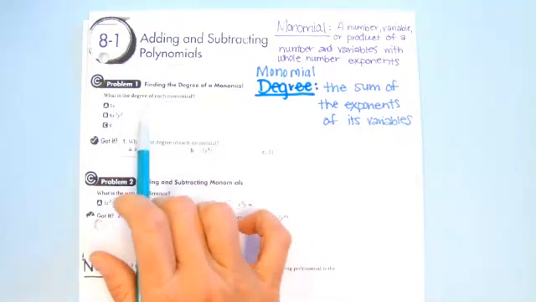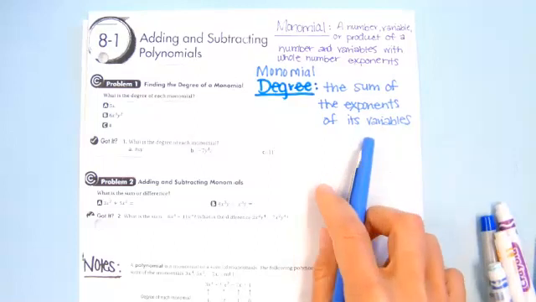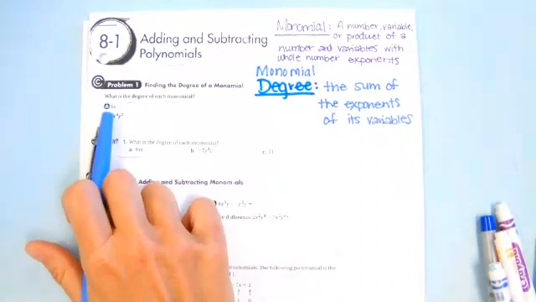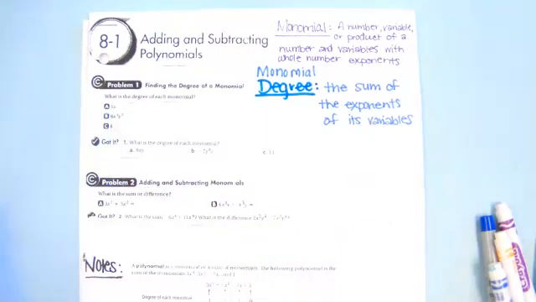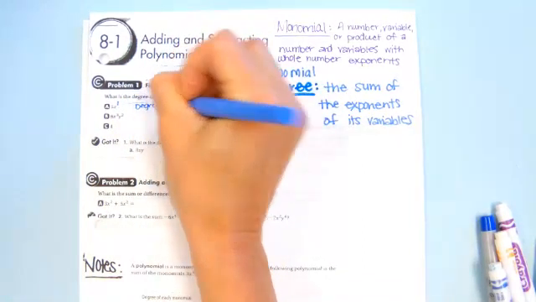Now, polynomials are these monomials, but there's several of them, added or subtracted. So the first thing we need to know is how to find the degree of a monomial. The degree is the sum of the exponents of the variables of the monomial. So we want to look at the variables only. 5 has a hidden exponent, but it's not a variable. There's a hidden exponent on the x, which is a 1, and so the degree of this monomial is 1.